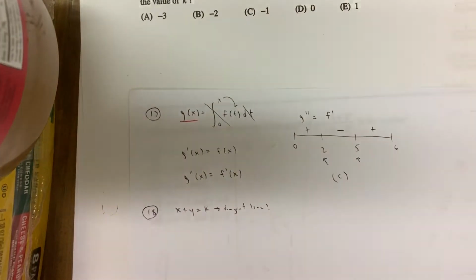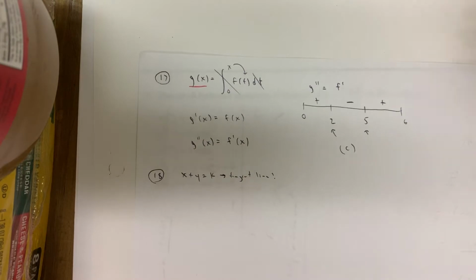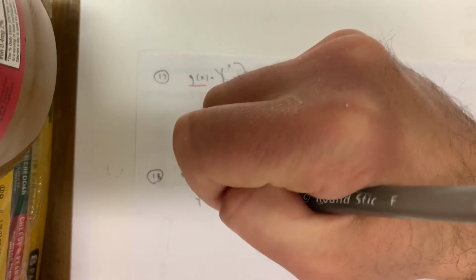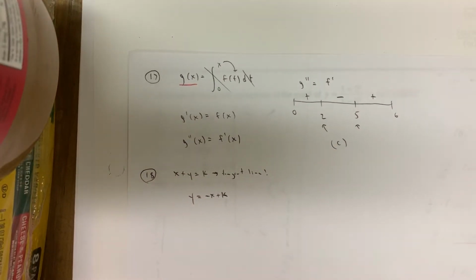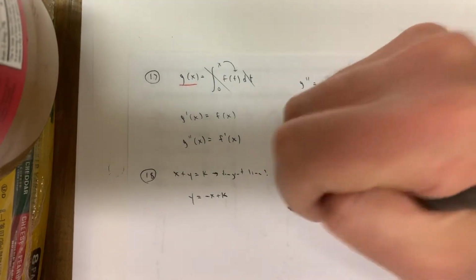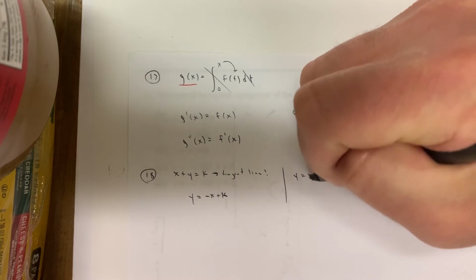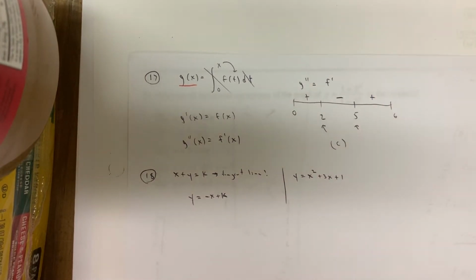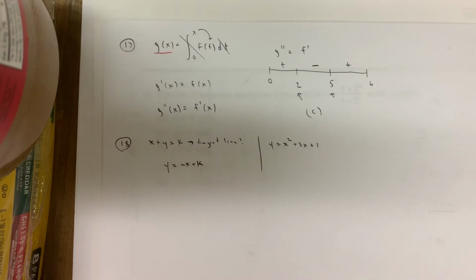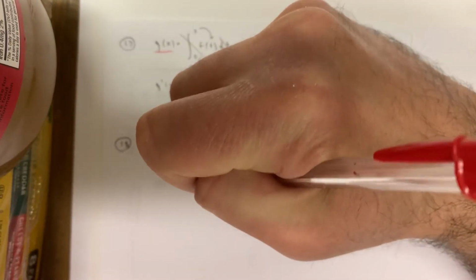That bothers people, because usually we write those in y equals mx plus b form. I could write that as y equals negative x plus k, that's y equals mx plus b. And then they give you the original function, y equals x squared plus 3x plus 1. They want to know what the value of k is. And you might notice that k is our y-intercept.